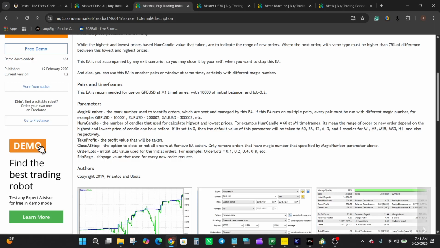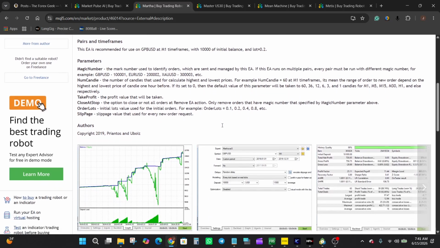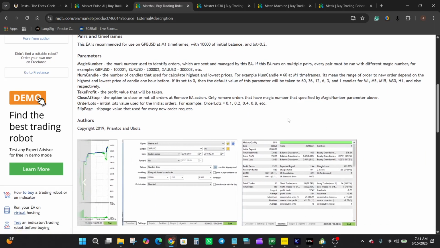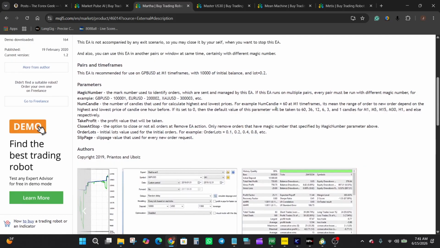The recommended setup provided on the marketplace page is GBP USD on the M1 time frame. All right, and with an initial balance of $10,000 and a lot size of 0.2. Now, since the developer has provided a specific recommendation, this would actually be the setup that should ideally be used for testing. Okay, but it doesn't mean that other assets cannot be tested, right? We can see here example GBP USD and this, and then EUR USD and this, and then XAU USD and this, etc.